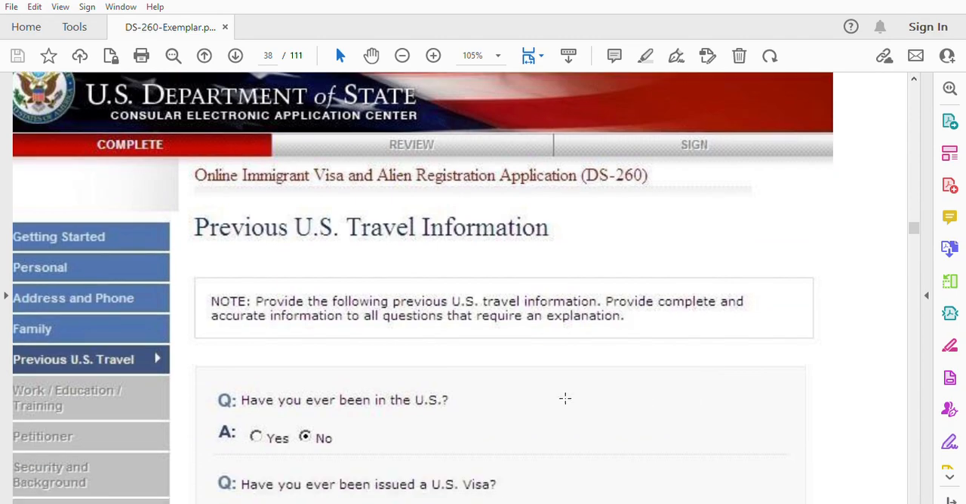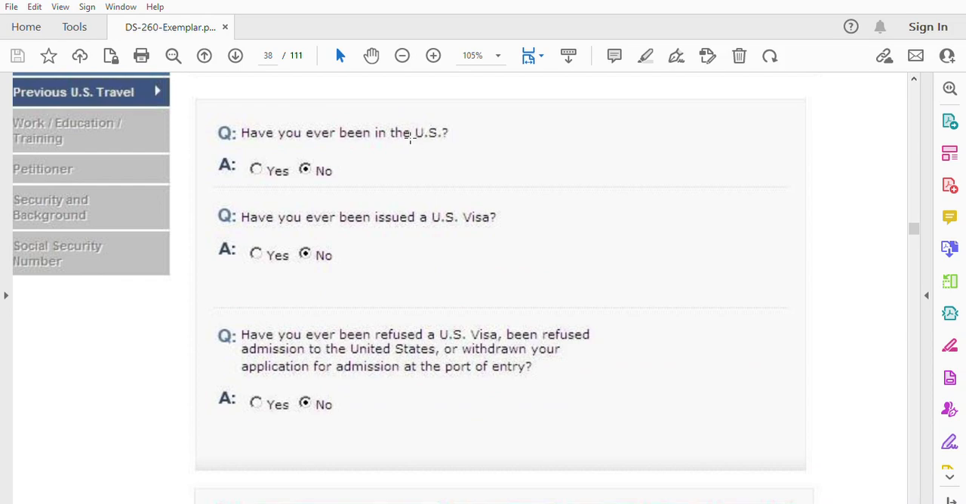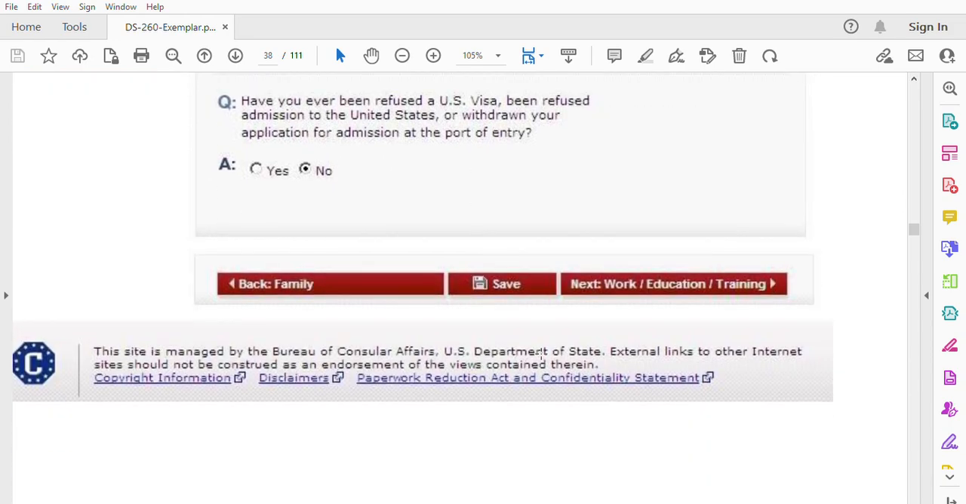So now we're gonna go to preview US travel information. This is, have you ever been in the US? In my spouse's case, no. Have you ever been issued a US visa? No. You can answer this question according to how it applies to you, yes or no. In my case, it's gonna be no. Have you ever been refused a US visa, been refused admission to the United States, or withdrawn your application for admission at the port of entry? No or yes, it depends on your answer.